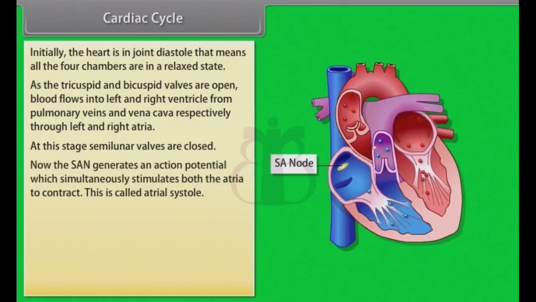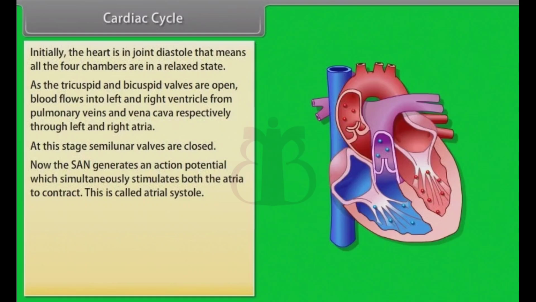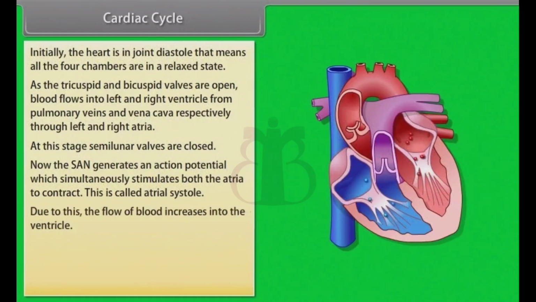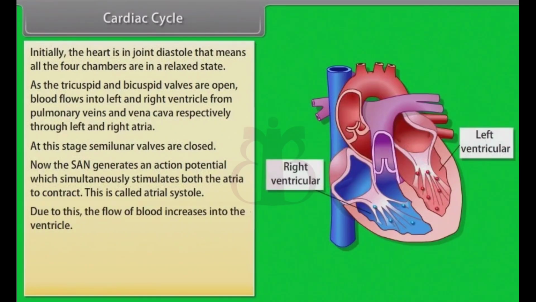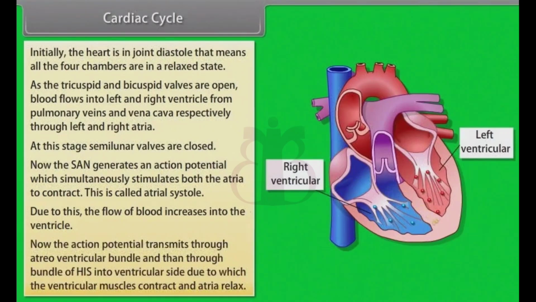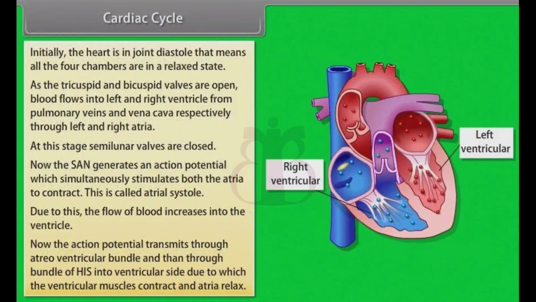Now the SAN generates an action potential which simultaneously stimulates both the atria to contract. This is called atrial systole. Due to this, the flow of blood increases into the ventricle. Now the action potential transmits through the atrioventricular bundle and then through the bundle of HIS into the ventricular side, due to which the ventricular muscles contract and atria relax.